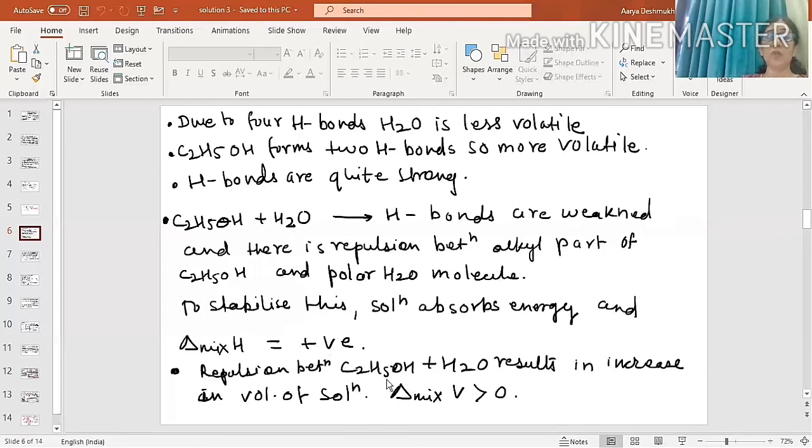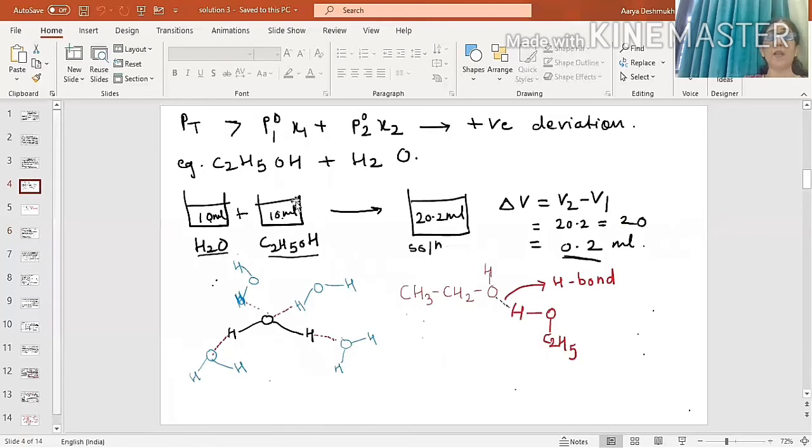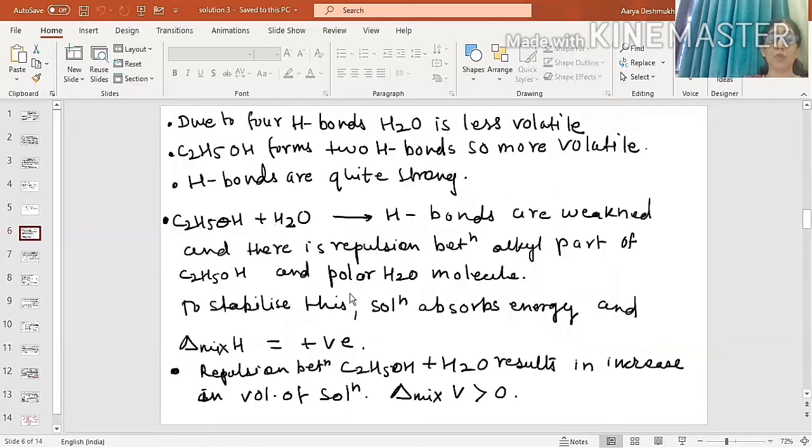So the repulsion between ethanol and water results in an increase in the volume of the solution, meaning delta V of mixing will be greater than 0. You can see in this slide that there is an increase in the volume. It was expected to be 20 ml, but it is found to be 20.2 ml. So this rise in the volume, that is 0.2 ml, is due to the weak interaction between the ethanol and water molecules.